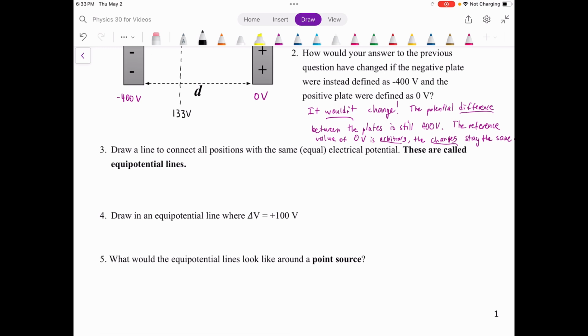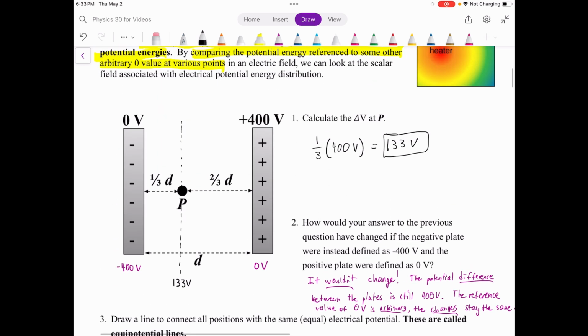Then it asks us to draw in an equipotential line where the potential difference would be 100 volts using their definition here of 0, right? So to go from 0, 100 is a little smaller than 133.